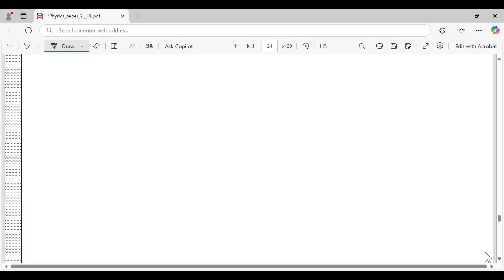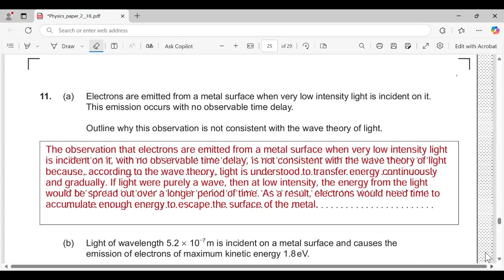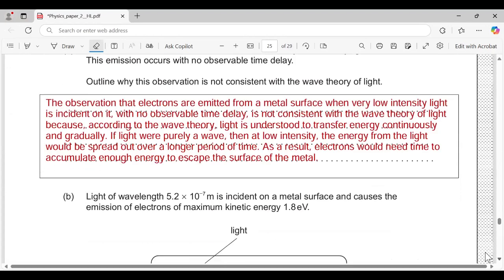Next question, number 11. Electrons are emitted from a metal surface when very low intensity light is incident on it. This emission occurs with no observable time delay. Outline why this observation is not consistent with the wave theory of light. This is my answer. You may copy or add something on that.